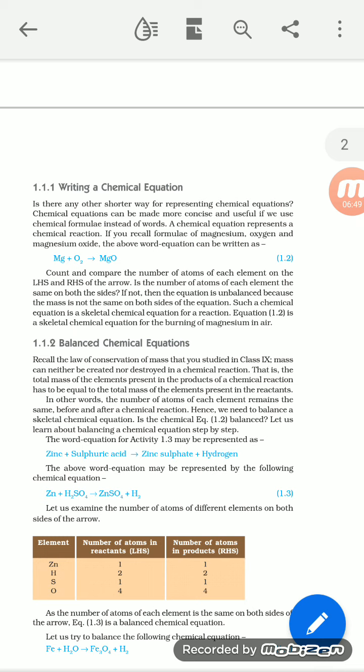Next we will learn about the balanced chemical equation. How can we balance a chemical reaction? We will discuss that in our next video.